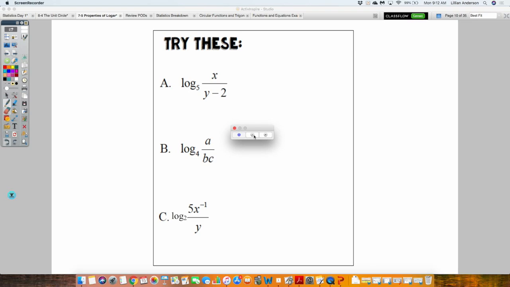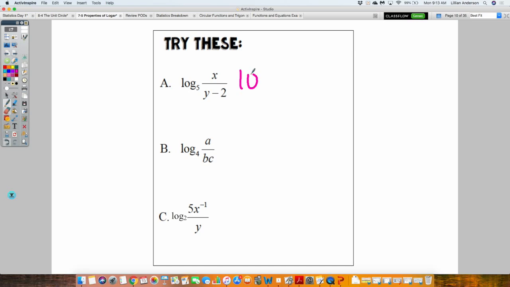Here we go. Division, again, means what? Subtraction. So this turned into log base 5 of x, y minus 2. You can either leave it like this, or you can put the y minus 2 in parentheses. Either one would work. Now, with B and C, they were slightly tricky.